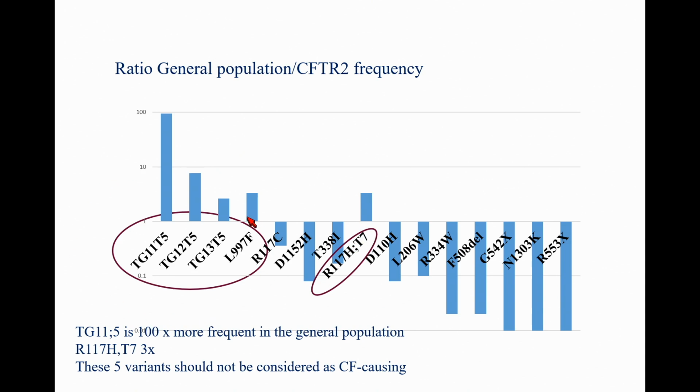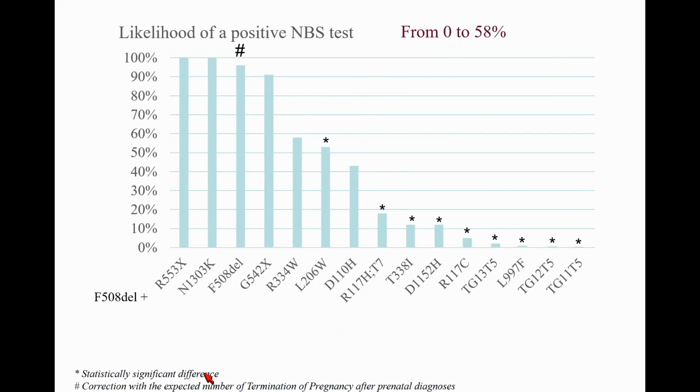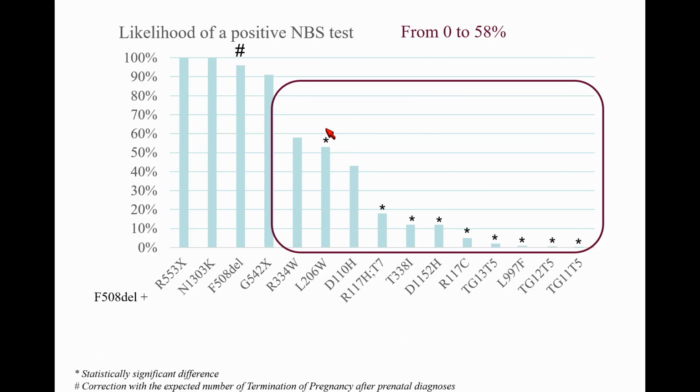This means that these 5 variants should not be considered as CF-causing because they are much more frequent in the asymptomatic general population. When we calculated the likelihood of a positive newborn screening, obviously it was very high for the CF-causing variants. But when we considered the VCC or CFTR-RD variants found in newborn screened babies, it was lower, ranging from nearly none of the newborn screened babies carrying the TG11 T5 in trans with Delta 508 to 58% for this genotype, Delta 508 R334W.